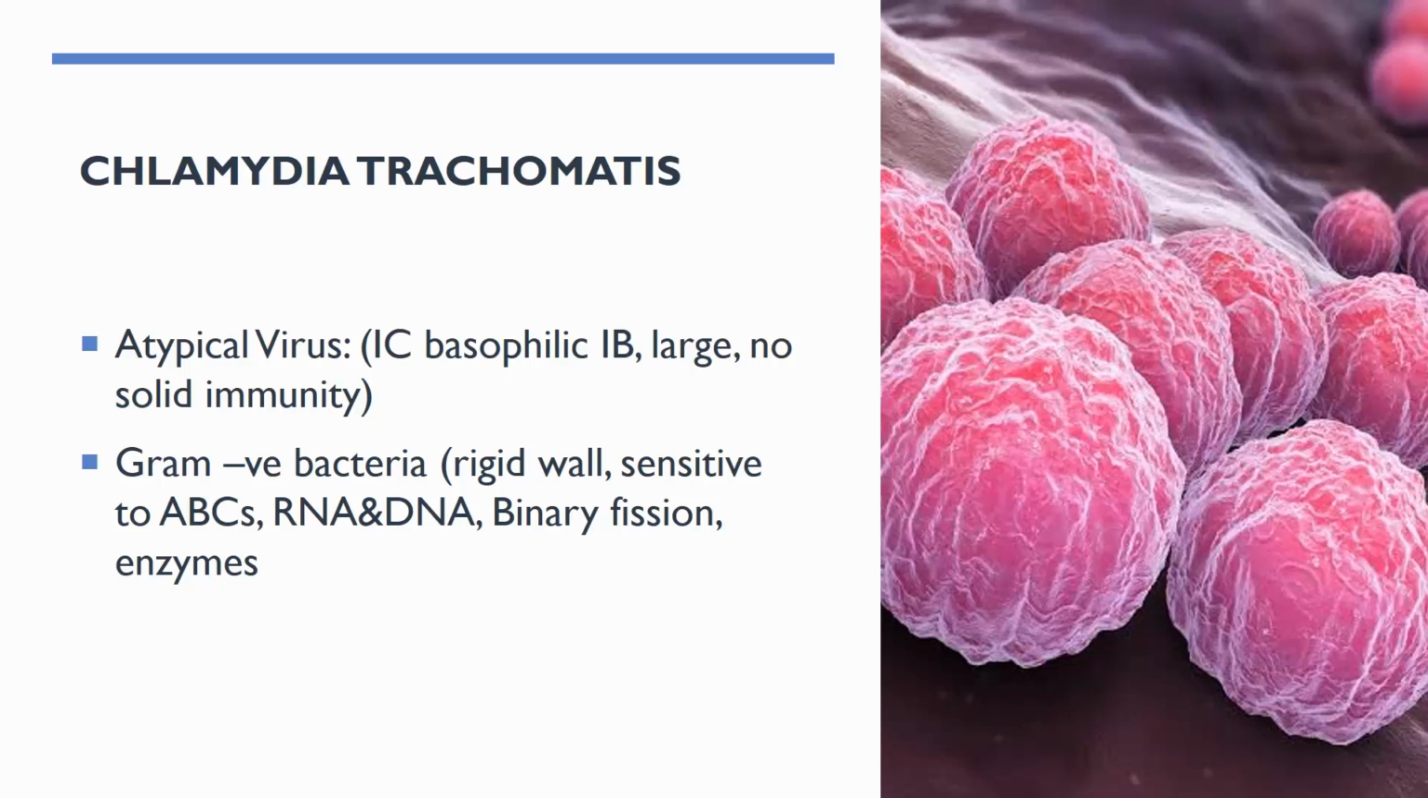The Chlamydia trachomatis organism is a typical virus. It has an intracytoplasmic basophilic inclusion body, which is large, with no solid immunity. And also they consider it a gram-negative bacteria with a rigid wall, sensitive to antibiotics, and it has RNA and DNA, and it has the property of binary fission, and also it has enzymes.